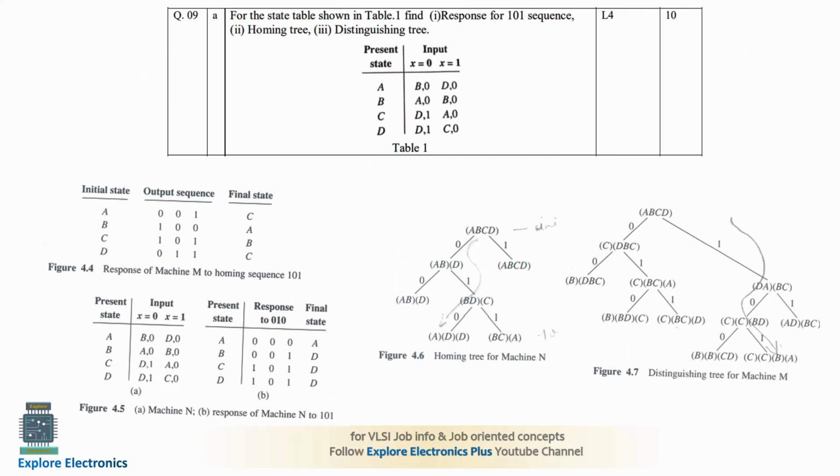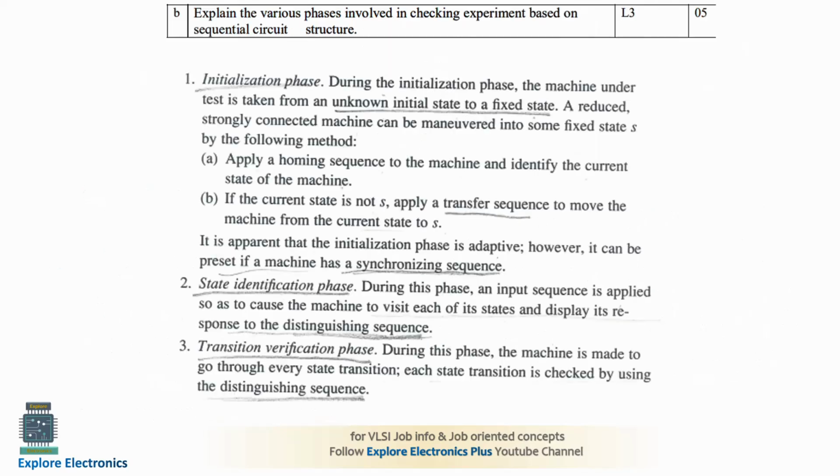So we need to write the sequence here. For the 101 sequence we need to write the response, homing tree and also the distinguishing tree. Not much explanation is shown over here. Please refer to the prescribed textbook for getting more information. This is the brief answer which is required for this question. Please write the explanation also by reading through the textbook.